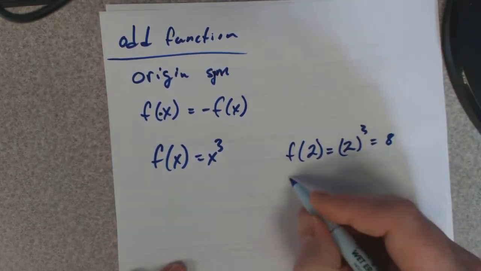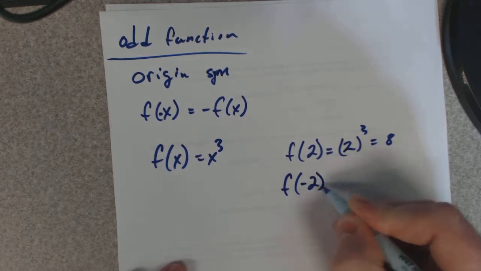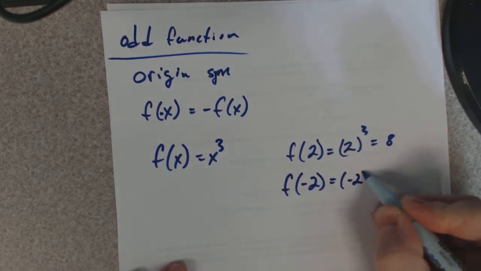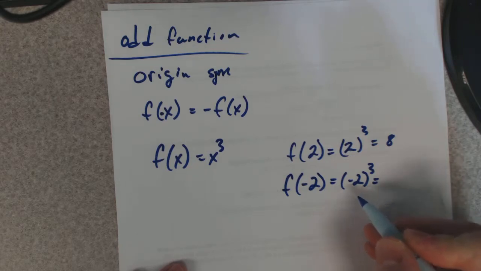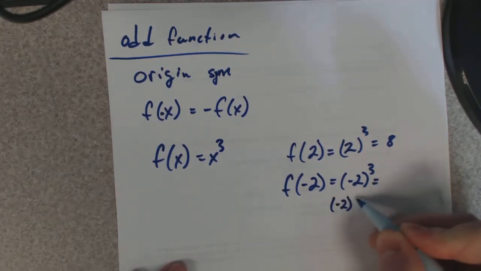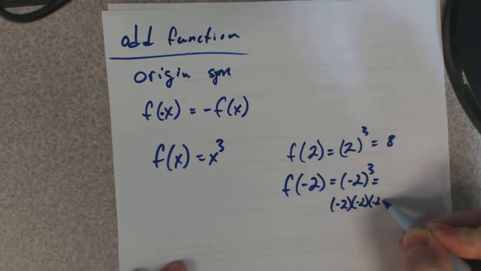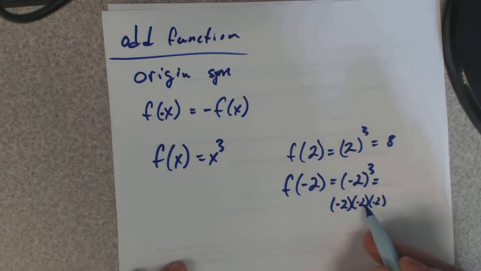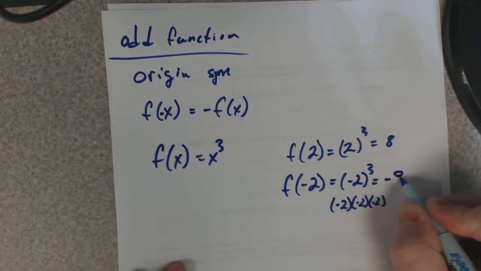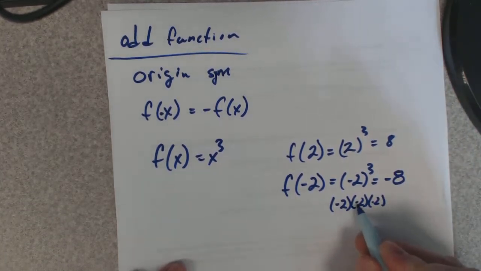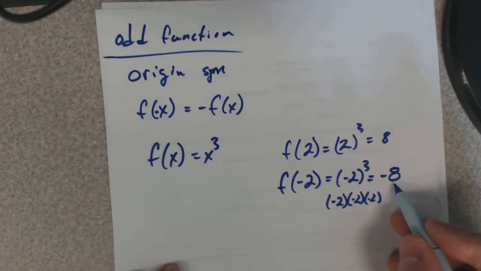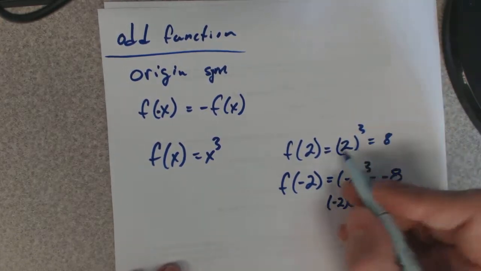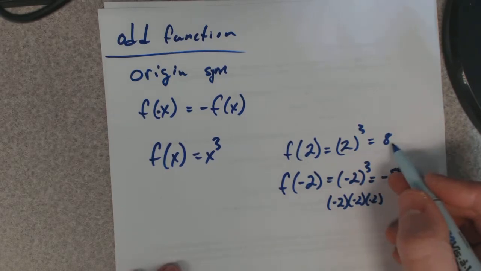8. What happens when I plug a negative 2 in? Negative 2 cubed, negative 2 times itself 3 times. Negative 2 times negative 2 times negative 2. 2 times 2 is 4, and then times a negative 2 would be negative 8. Those two negatives would cancel, and you'd have one negative left over. So this value is always going to be negative if you start with a negative, and positive if you start with a positive.